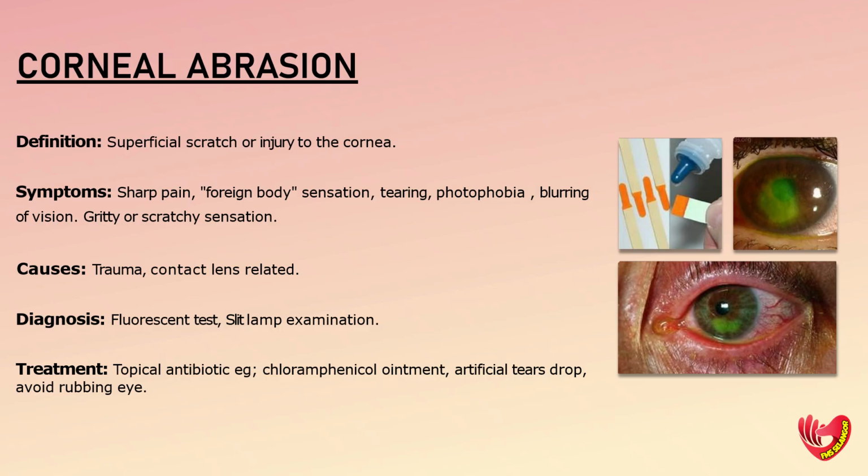In order to visualize the epithelial defect, fluorescein strips after an instillation of the topical anesthetics are used. Fluorescein does not stain intact corneal epithelium but does stain corneal stroma, thus demarcating the area of epithelial loss. Patient can be treated with topical antibiotics, artificial tears, and advised against rubbing the eyes.